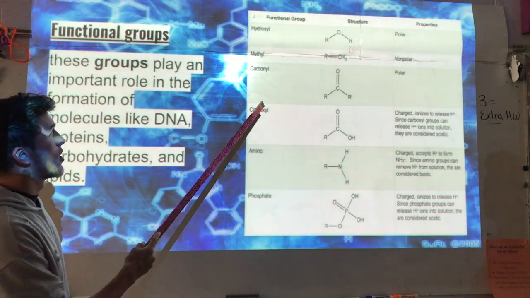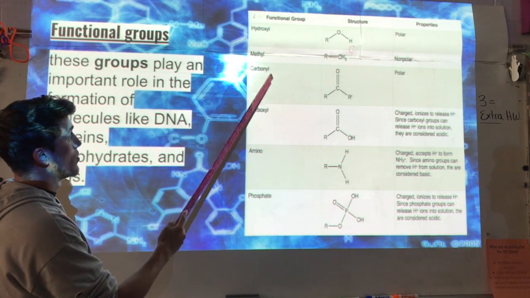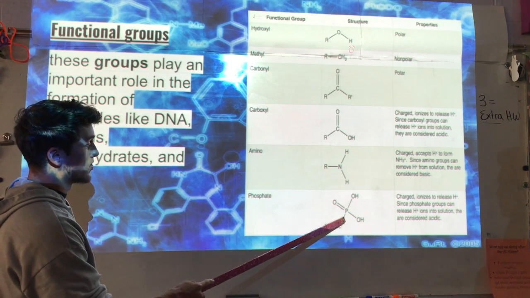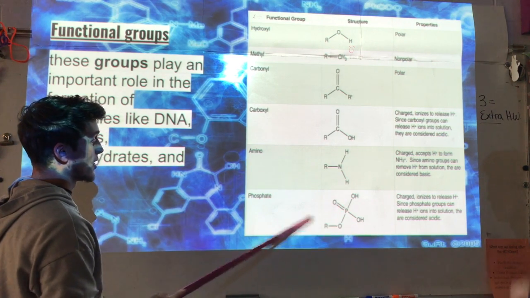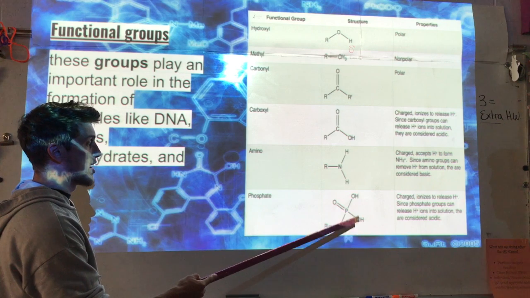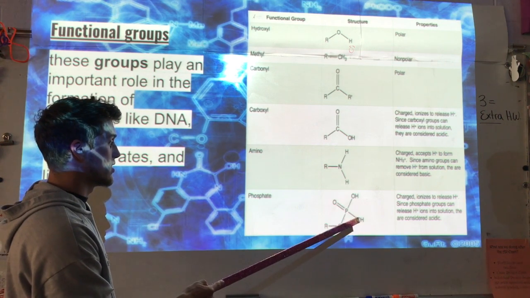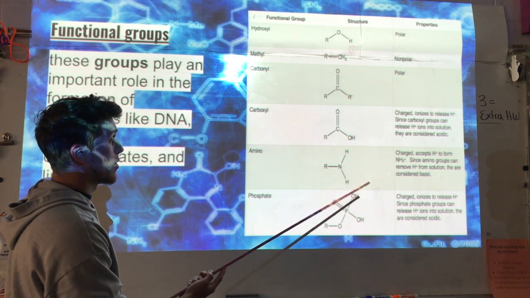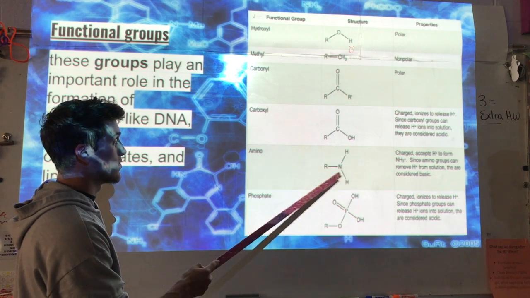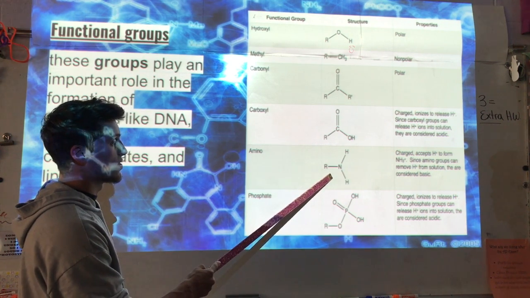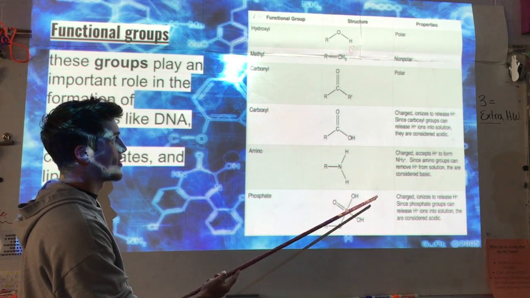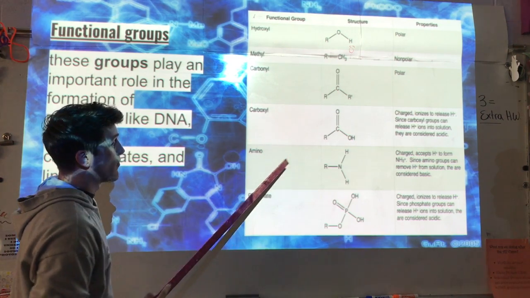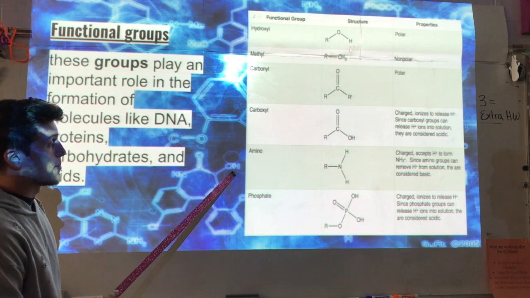Essentially what your functional groups are, you have hydroxyl, methyl, carbonyl, carboxyl, amino, and phosphate. R groups represent aminos. You have oxygen, OH. So take a look at phosphate, for example. It's charged. It ionizes to release the H, since phosphate groups can release H plus ions into the solution. This is considered acidic. An amino, however, is considered basic because the amino groups can actually remove the H plus, which is considered acidic, from the solution. So they're basic. Carbonyls are polar, methyls are nonpolar, hydroxyls polar, and if you want to just pause and get this down, this is going to be important to remember going forward.